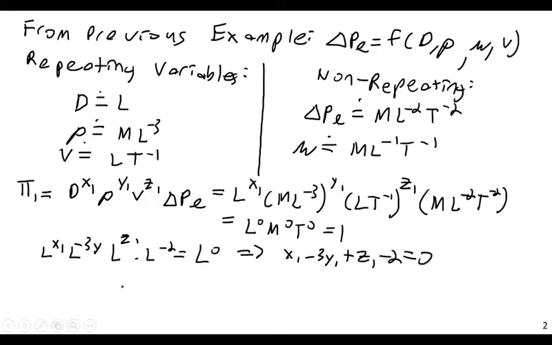Then I can create a similar one for the mass. So M to the y1 times M to the first from our non-repeating variable must equal 0. And so that leads us to y1 plus 1 is equal to 0. Therefore, y1 must equal negative 1.